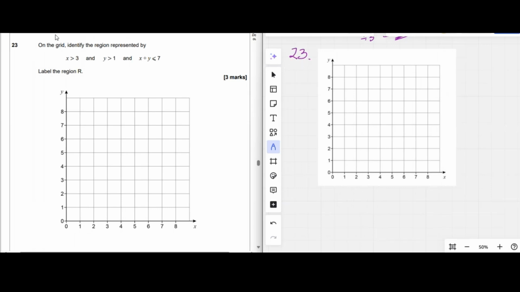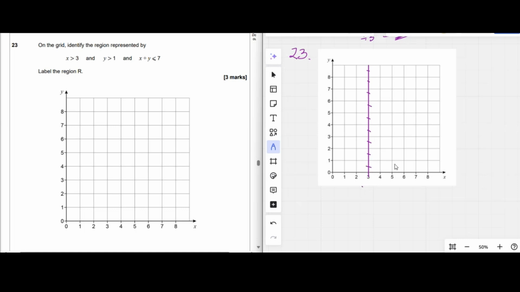In question 23, on the grid, identify the region represented by three inequalities. So we have x more than 3. So now let's find where x is 3. So there will be that line, but it is a more than, right? Greater, so not greater or equal. So we need to make this line dotted. Let me erase a few things here and there.